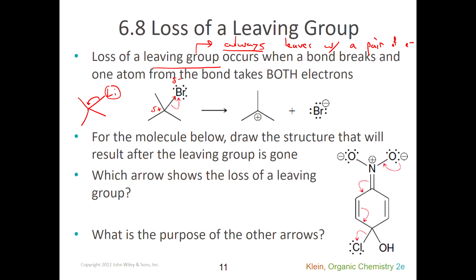So here I've got an example of a loss of a leaving group. Really, this is the only arrow that's showing the loss of the leaving group. The chlorine is leaving with electrons. The other arrows here are just showing resonance. So if I drew the structure here, after the chlorine leaves, it pulls the electrons away, and that's what makes it a leaving group. In that case, I would initially think about a carbocation creating at that carbon, because there'd only be 3 bonds.